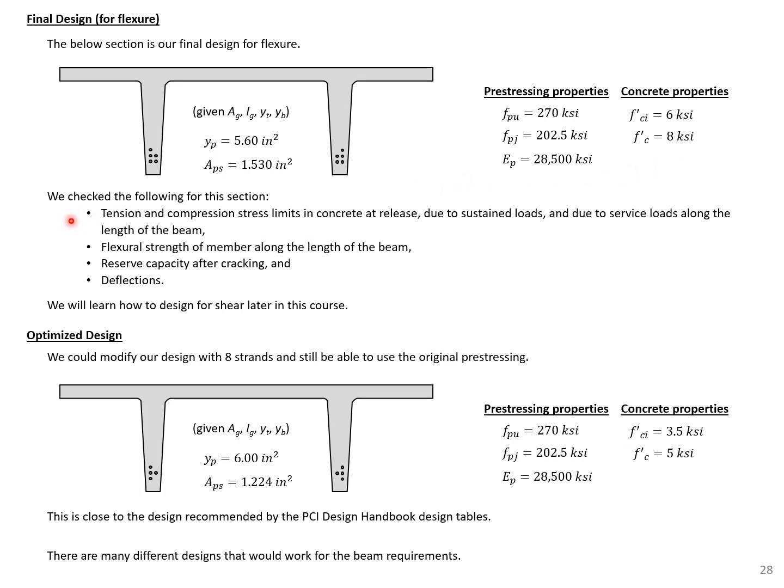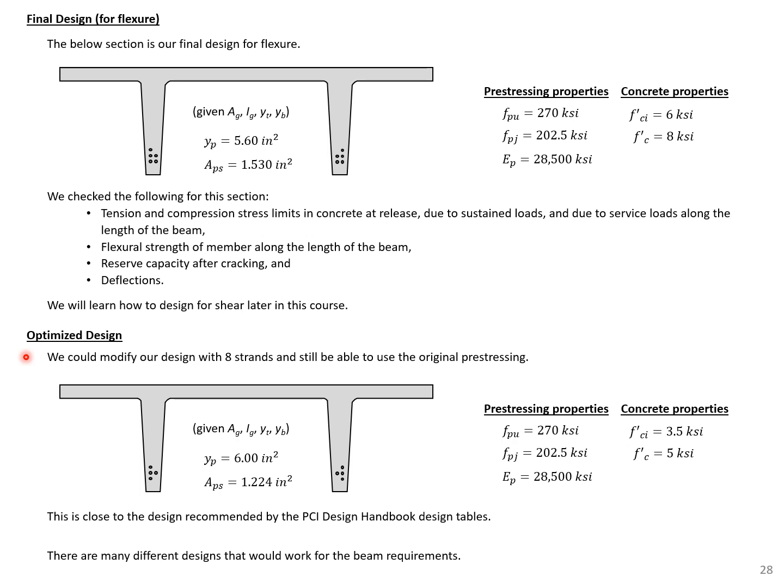We checked our tension and compression stress limits in the concrete at release, due to sustained loads, and due to service loads along the length of the beam. We checked the flexural strength of the member along the length of the beam. We checked the reserve capacity after cracking to make sure our beam doesn't crack and immediately fail. And we checked our deflection limits. We're going to learn about shear in a later module, so we're not including that in this design example. On a side note, we could optimize our section.